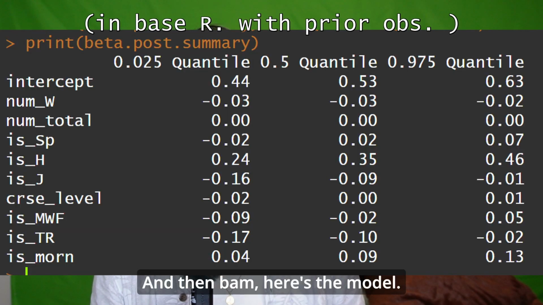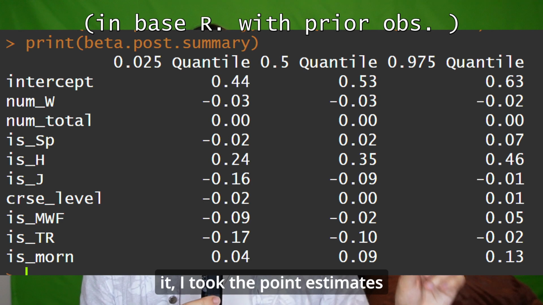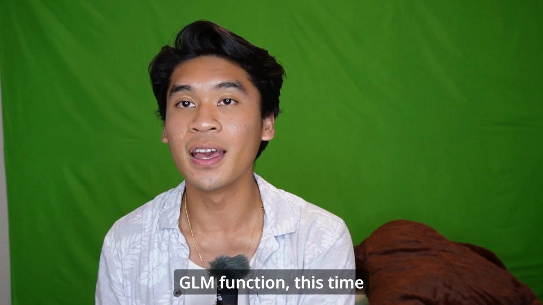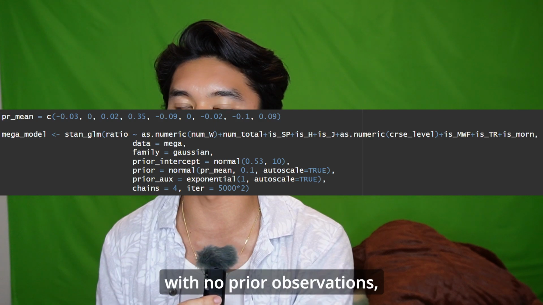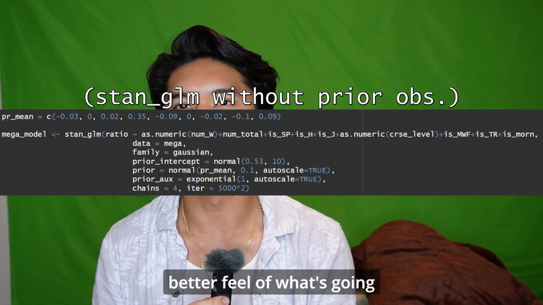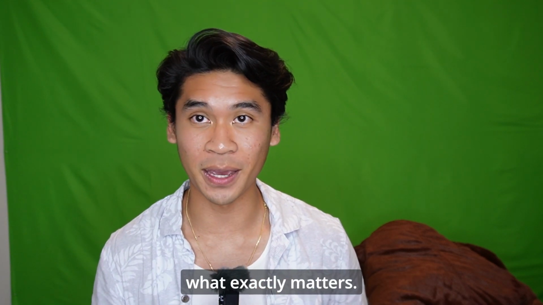And then bam, here's the model. In addition to everything that I got from it, I took the point estimates and made another model using the stan_glm function, this time with no prior observations, just so that I can get a draw from both of them to get a better feel of what's going on with the coefficients. But without further ado, let's talk about the coefficients and what exactly matters.